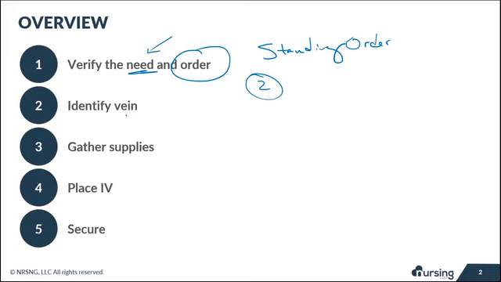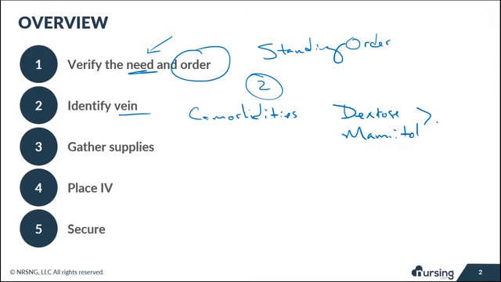Next thing that you're going to do is identify a vein. The vein identification is so very important because you have to anticipate the needs for the patient and understand potential comorbidities in the patient. Also, you need to think about anticipated therapy. So are they going to get any sort of thick viscous fluids? Dextrose is one, mannitol is another one. Those types of fluids are very, very thick.